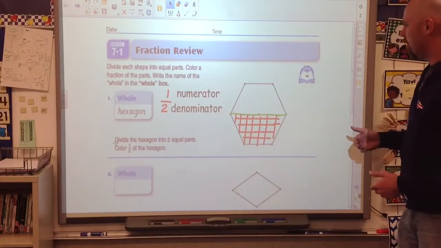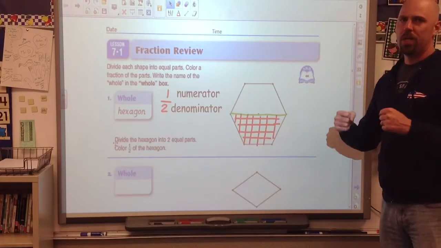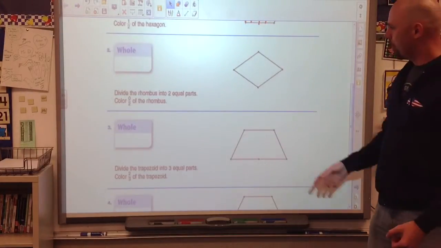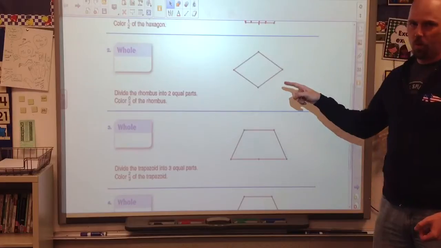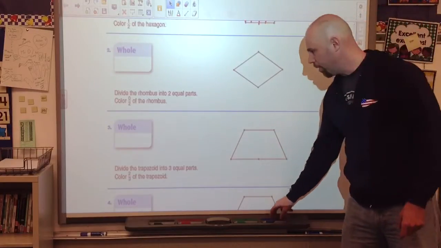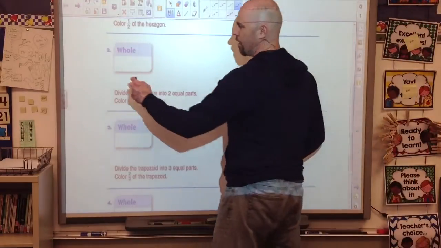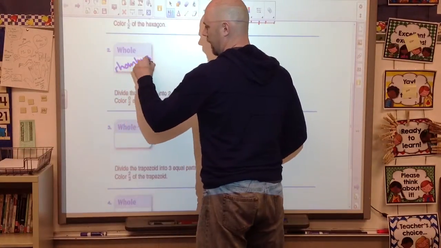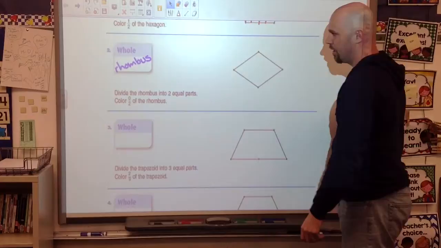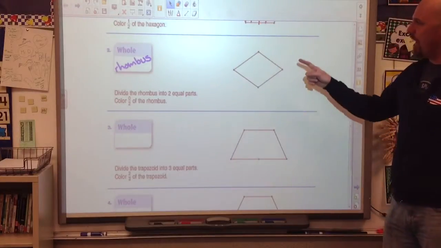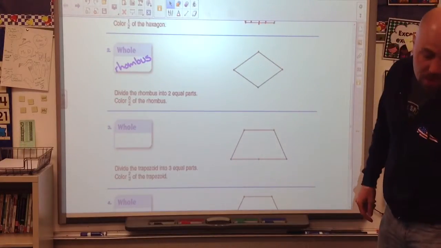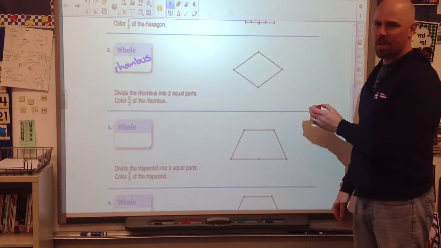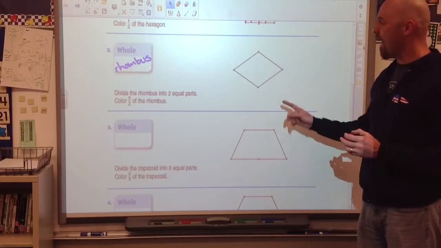So now we go down to the next question. This is where we always talk about what is the one whole. Because down here, we look and we go, well here's our whole shape. What is the one whole here? Well, the one whole here is going to be a rhombus. And that's going to change things. Because before we said 1/2 of the hexagon is a trapezoid. Well, that's not going to be the same here. A trapezoid is not going to be worth 1/2 of this.